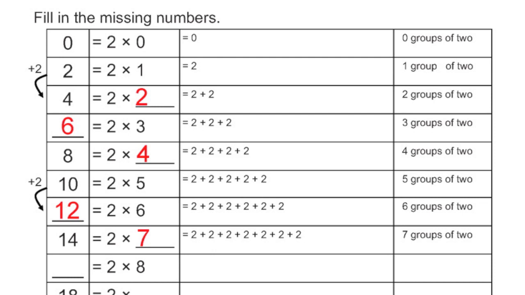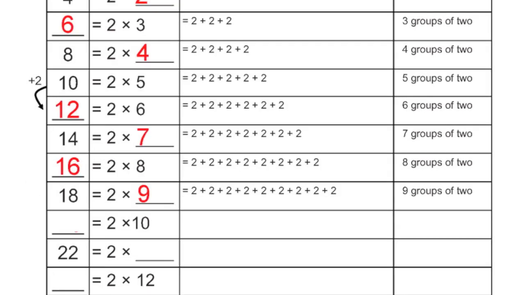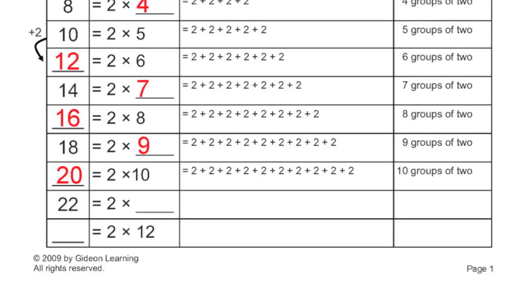2 times 8 is equal to 16. 2 times something is equal to 18. That's going to be 2 times 9. So I have 8 groups of 2 and 9 groups of 2, respectively. Then I have 2 times 10. Well, 2 times 10 is equal to 20, so I have 10 groups of 2. 2 times what is equal to 22? It's going to be 11, so that's 11 groups of 2. And then 2 times 12 is going to be 24.